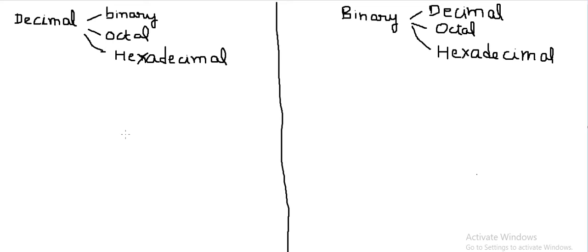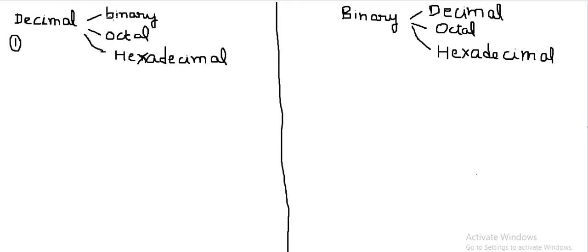Welcome you all to another video lecture in the series of computer system architecture. In this lecture I am going to explain number system conversion. I have divided this screen into two parts, in which in this first part I am going to explain the concept of how we can convert from decimal to any of the bases.